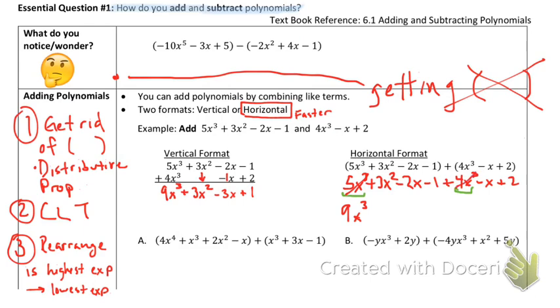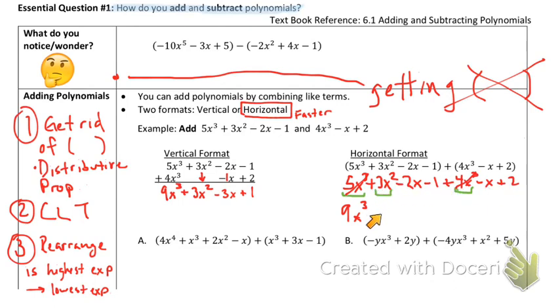Once we did the first term, we then move on to the next term. We're looking for x to the seconds. So as I go down the line, I'm looking for x to the second. So we have this guy, and we do not have any other x to the seconds.